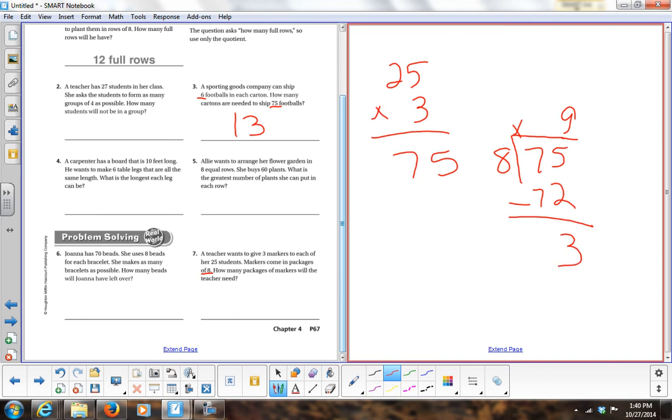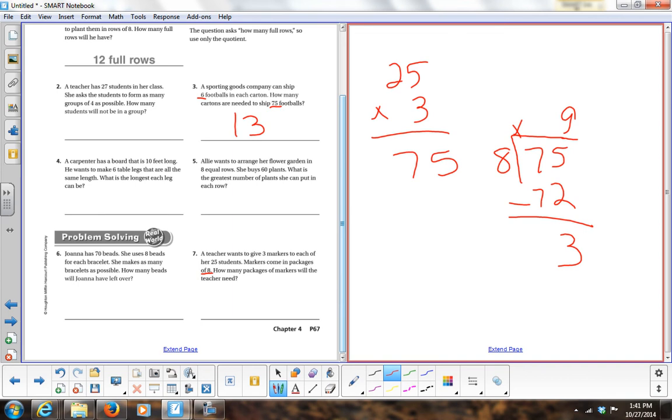Okay, so how many cartons am I going to need then? How many boxes of markers am I going to need to make sure all the students get 3? Gianluca? 8. 9. Okay, somebody else? Trinity? 9. I'm going to need 9 packages.